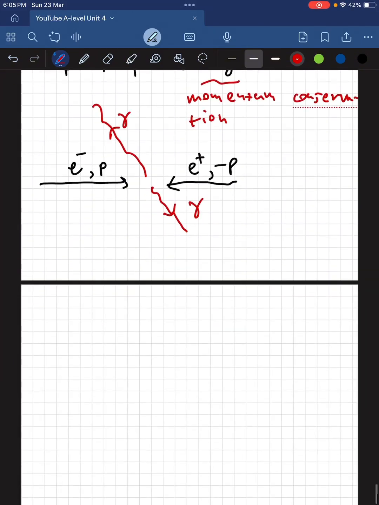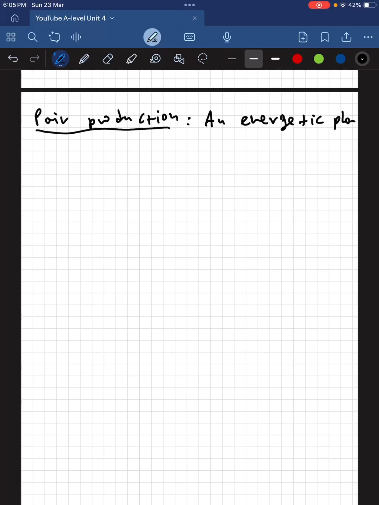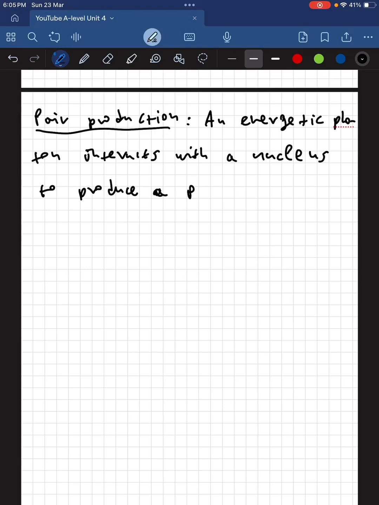The next thing that I promised to talk about is pair production. What is that? It's the opposite. We have a photon turning into 2 particles. An energetic photon interacts with a nucleus to produce a particle and the corresponding antiparticle.